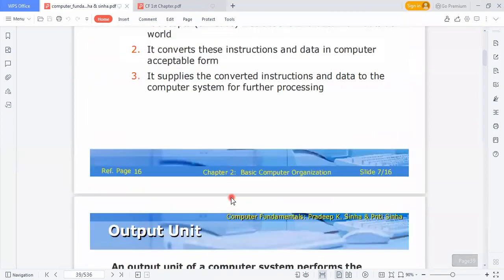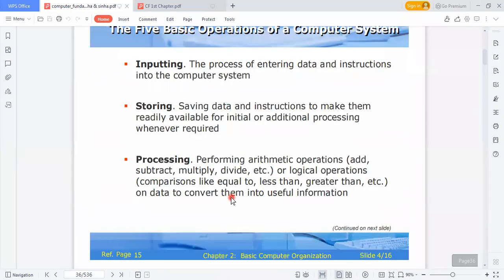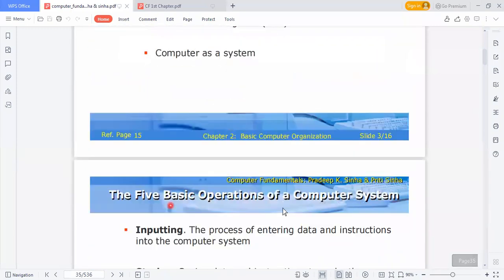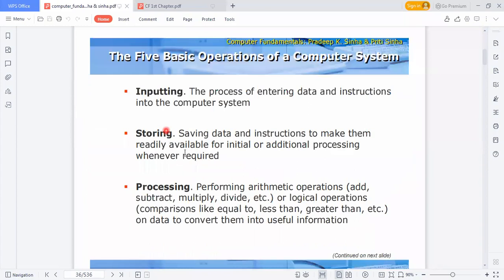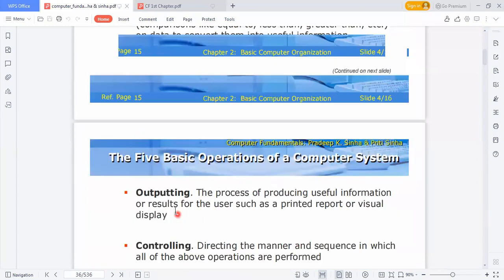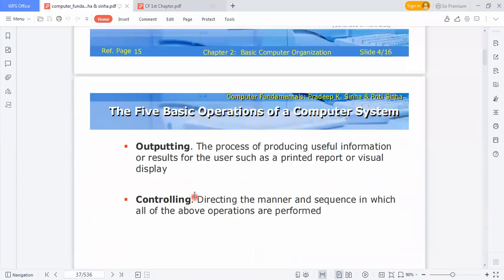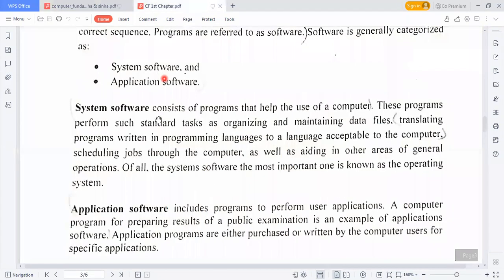5 units of system. This one, the 5 basic operations of a computer system. This is why system software is connected with the 5 basic operations of a system. Which ones? Inputting, storing, processing, outputting, and controlling. So these 5 basic operations are performed by what? System software. Remember it.